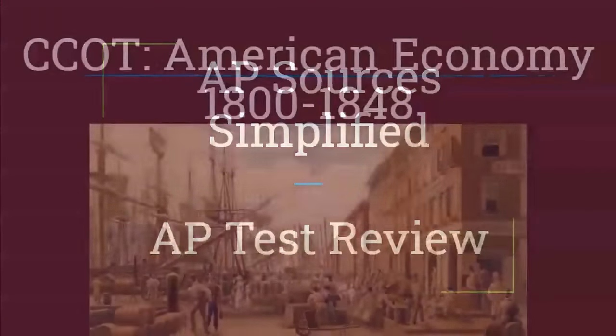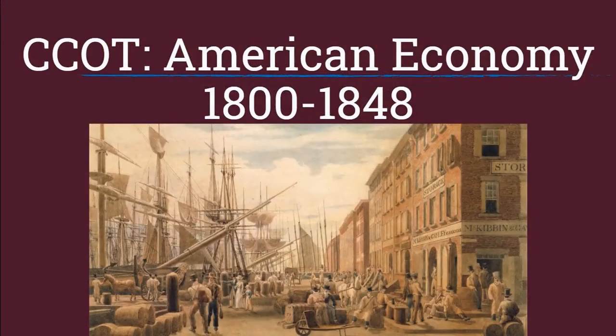We are looking at the continuities and changes over time of the American economy from 1800 to 1848. This coincides with period 4 of APUSH, and a huge focus of that time period were the changes to the American economy. We're going to devote more time to the changes, but let's first take a look at what stayed the same.